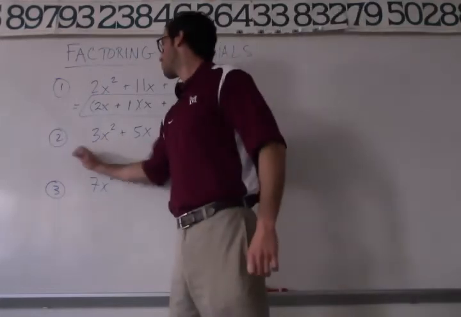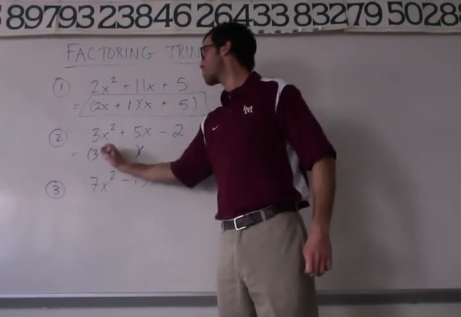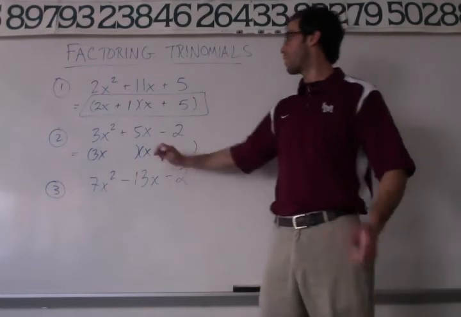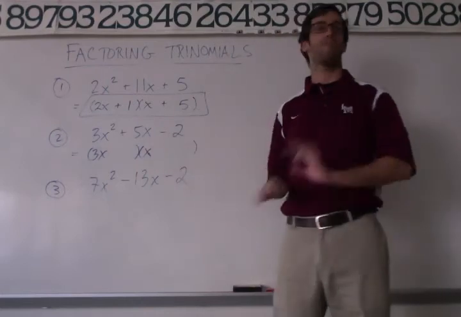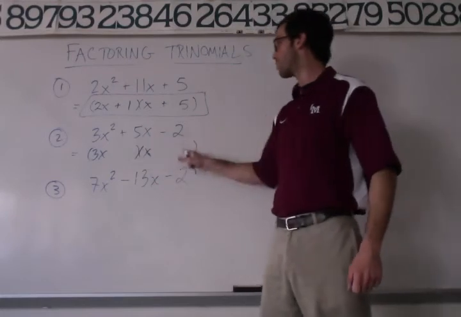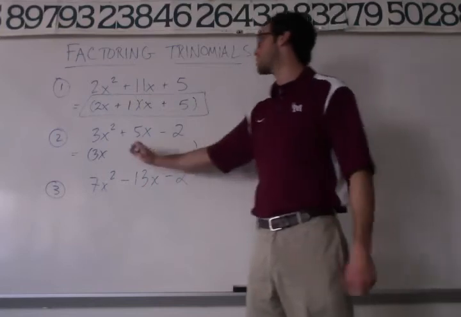Okay, the next one. When we involve negatives, it gets a little more challenging. But again, we have to force 3x squared to happen. So that's got to be a 3x and an x. Here, ignore the fact that it's a -2. Forget it. Don't worry about the signs until later. It could be a 1 and a 2 or a 2 and a 1. We don't know yet. All right? Let's try 2 and 1.